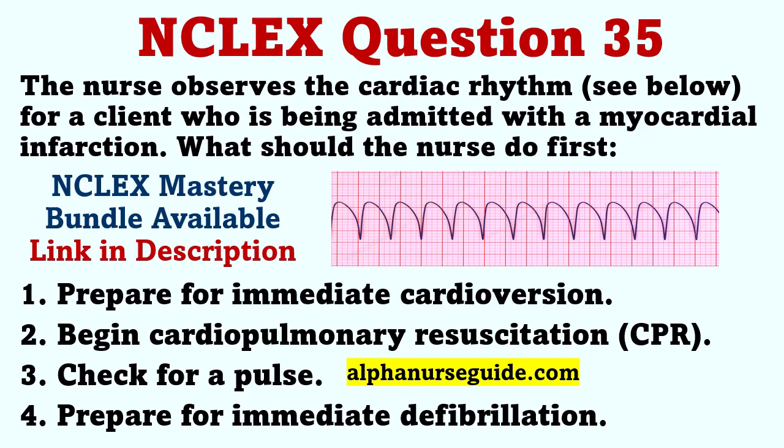The correct answer is 3. The nurse should first check the client for the presence of a pulse. The presence of a pulse determines the treatment for ventricular tachycardia. It is also important to assess the client's heart rate and level of consciousness. Cardioversion may be used to treat hemodynamically unstable tachycardias. Assessment of instability is required before cardioversion. It is not appropriate to begin CPR unless the pulse is absent. Defibrillation is used to treat ventricular fibrillation or pulseless ventricular tachycardia.